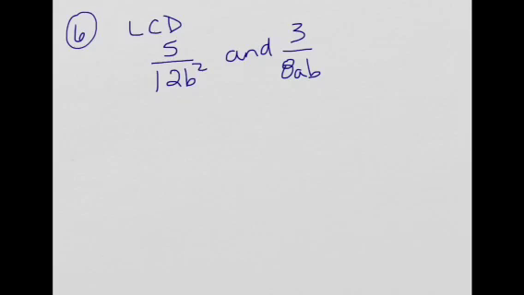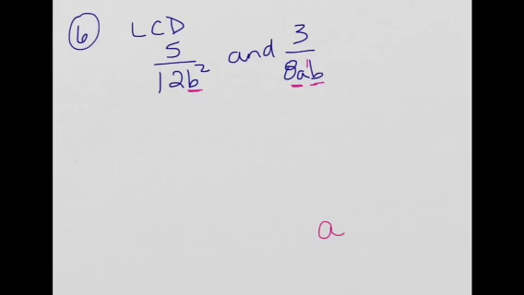Now, when we have denominators that have variables, the first thing that we have to do is look at the variables, and we need to find each variable that has the largest exponent. So we're going to look at the a's. This a has a 1, and I don't have an a anyplace else, so I'm going to have an a in my answer. Then I'm going to look at my b's. The b that has the largest exponent is b squared, so I'm going to have a b squared in my answer.